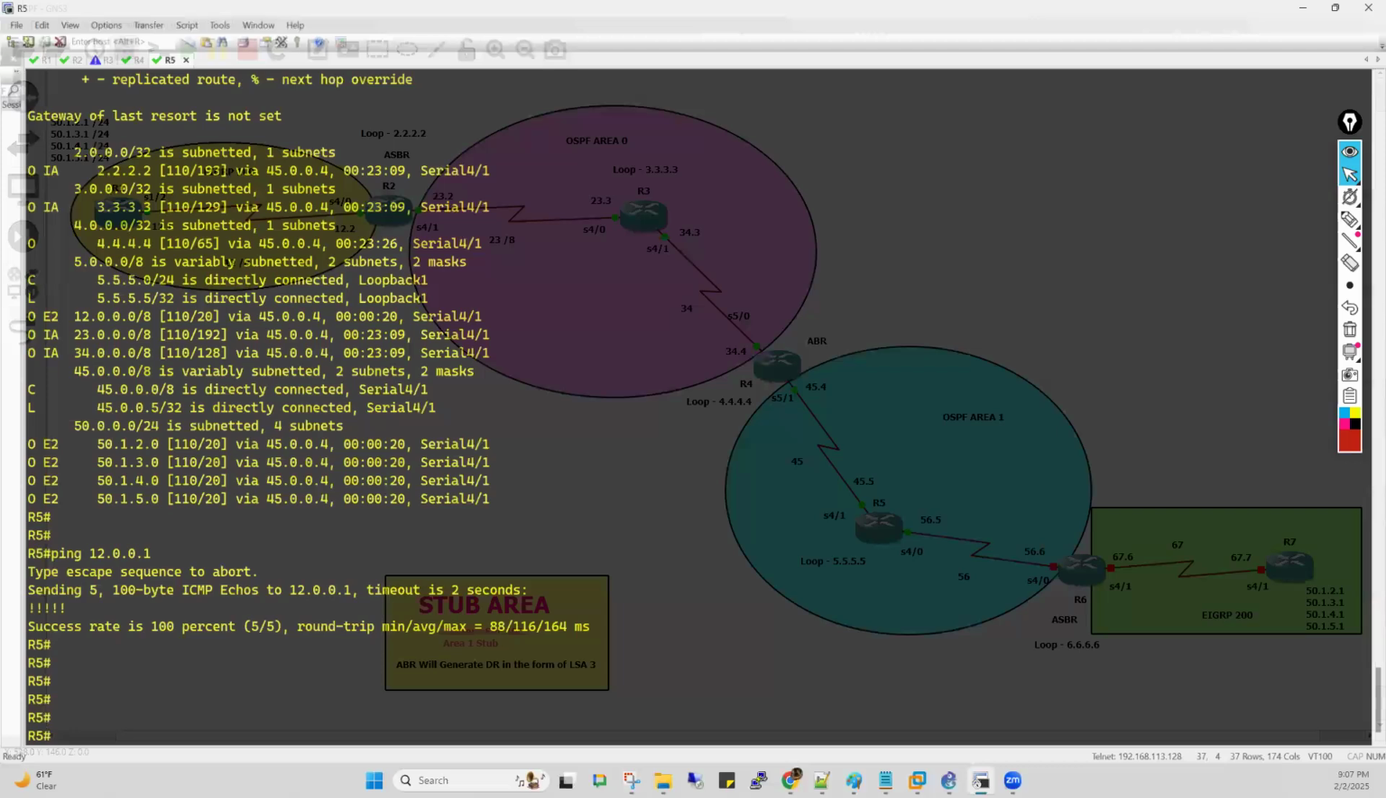But basically they are not using the same protocol, no? Sorry? They are not using the same protocol. Why? They are using another protocol, meaning BGP, like that. That is different.